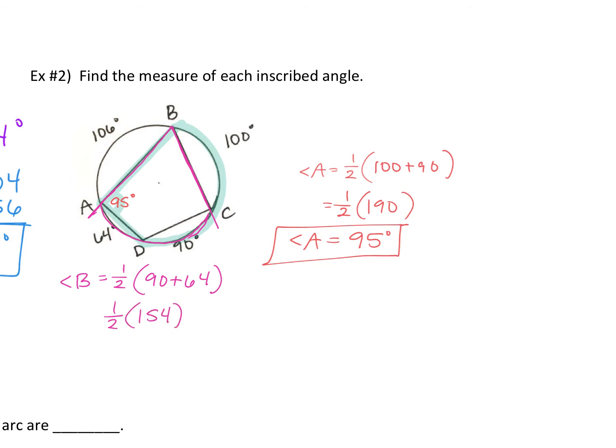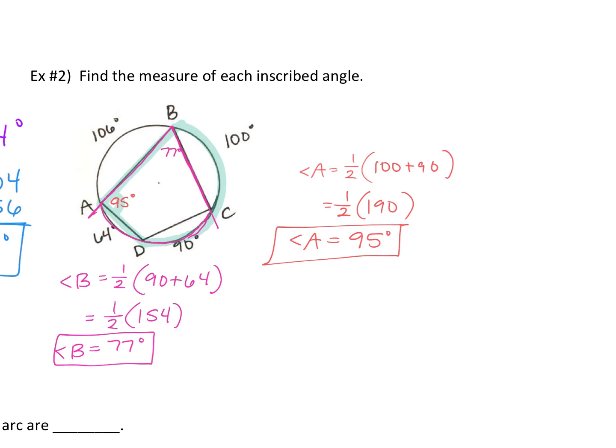Please don't distribute that. I mean, you can. I don't know why you would. Plug it into your calculator: 1/2 parentheses 90 plus 64. Let your calculator figure it out for you. Angle B is what then? 77, right? Half of 154. Okay, so angle B is 77 degrees.